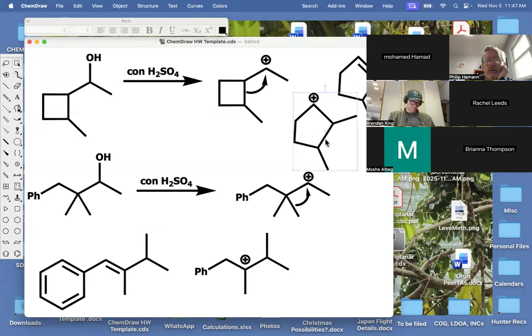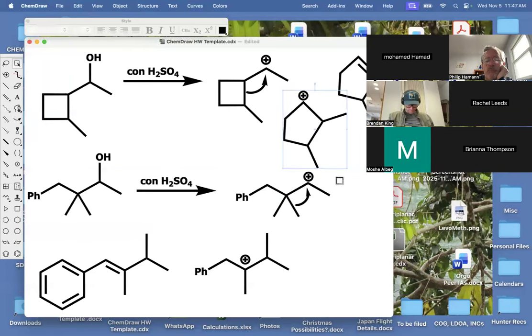Dr. Hammond, I just have a question about the top example. Why, for the cyclobutane, can't a hydride shift occur? Why does it have to be the methyl on the side? If this hydride here shifts, you don't really make a tertiary cation, because rings do not like sp3 or sp2 carbons in them. It increases the ring strain.